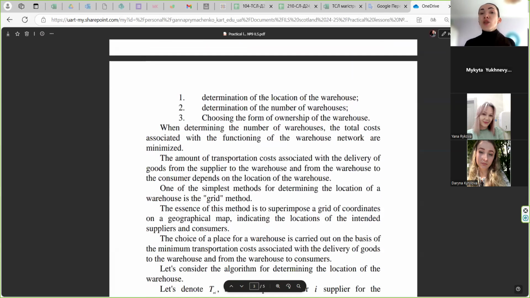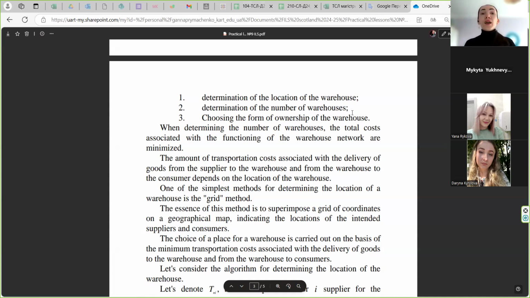First, it is the determination of the location of the warehouse. We need to find it. Second, it is the determination of the number of warehouses. Maybe we need only one warehouse, or two, three, or maybe a big and a small warehouse, maybe one big and two small warehouses and other types.